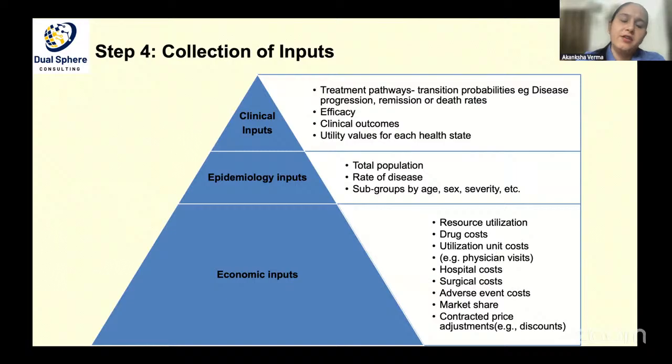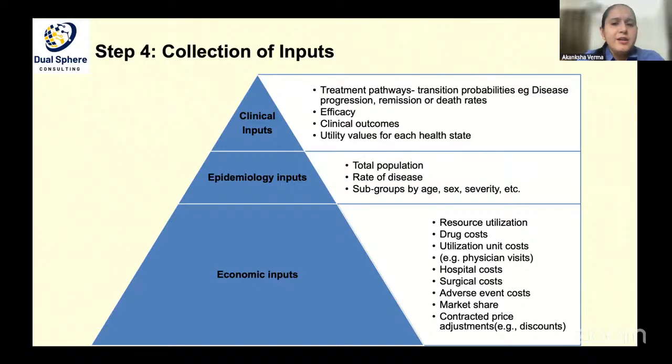Once you have analyzed the evidence, knowledge and data gaps, and how much evidence you have, you need to do the collection of inputs. The collection of inputs is mainly in three domains: clinical inputs, epidemiological inputs, and economic inputs.